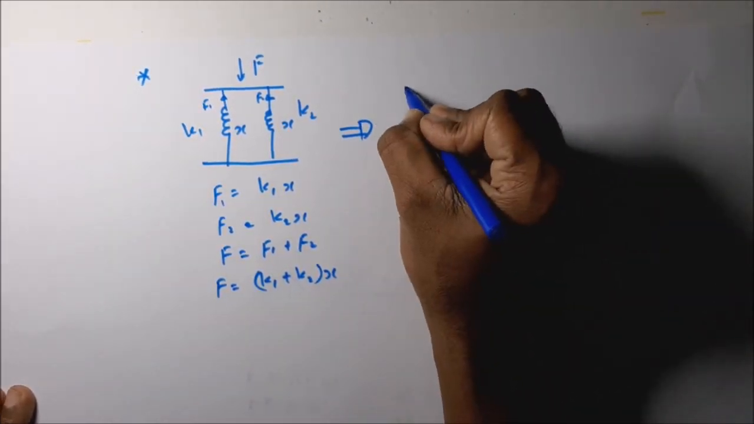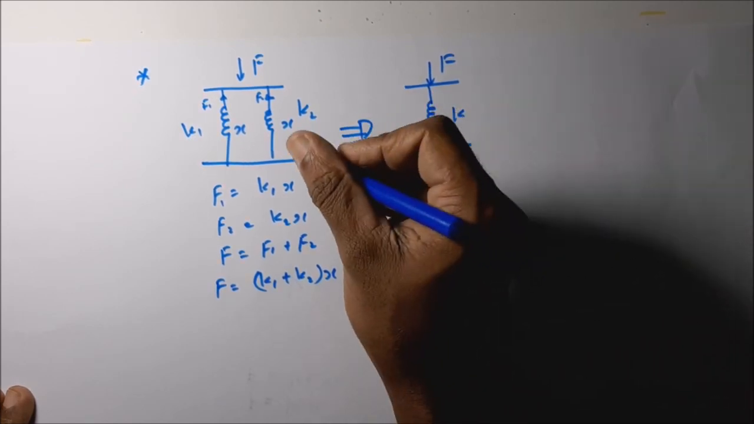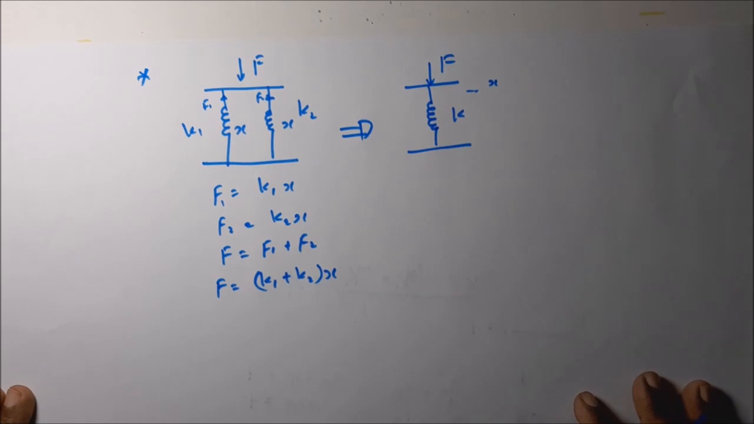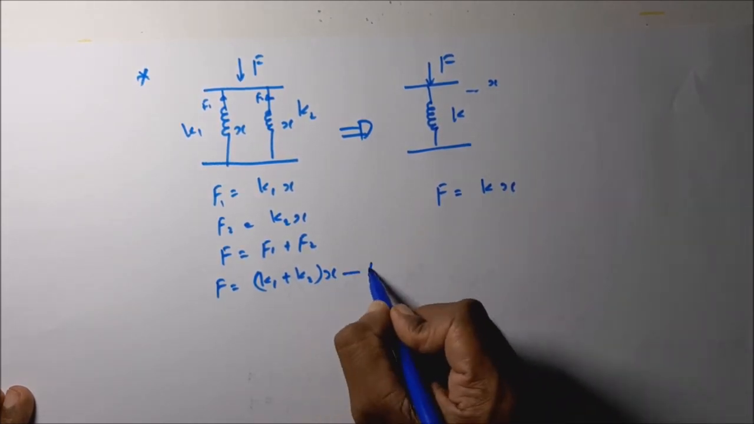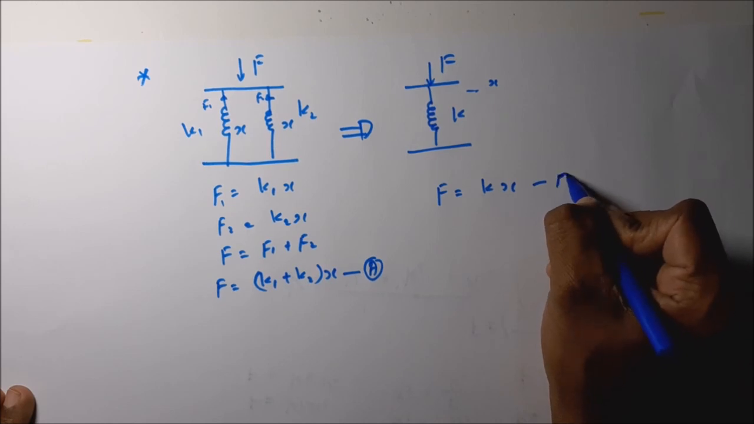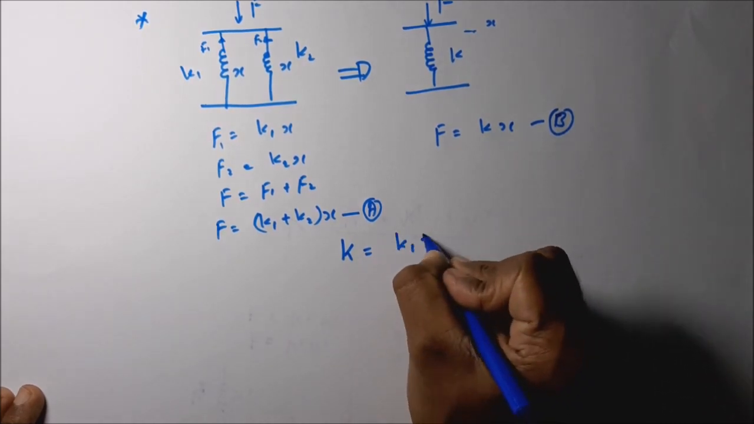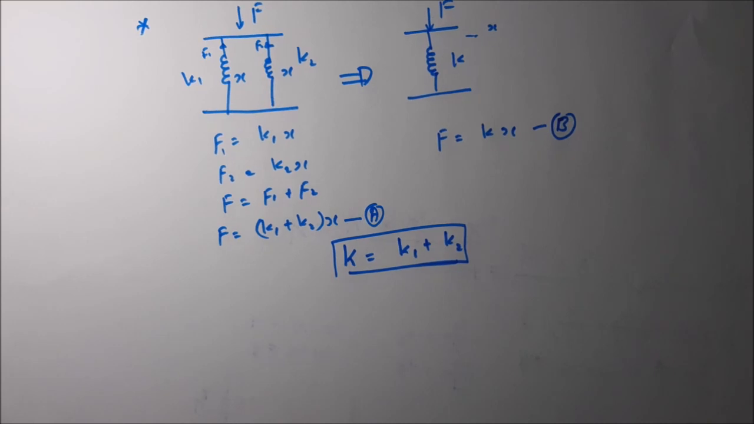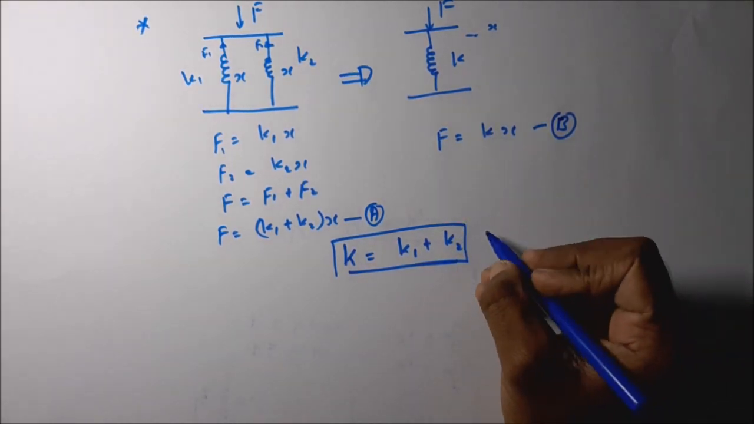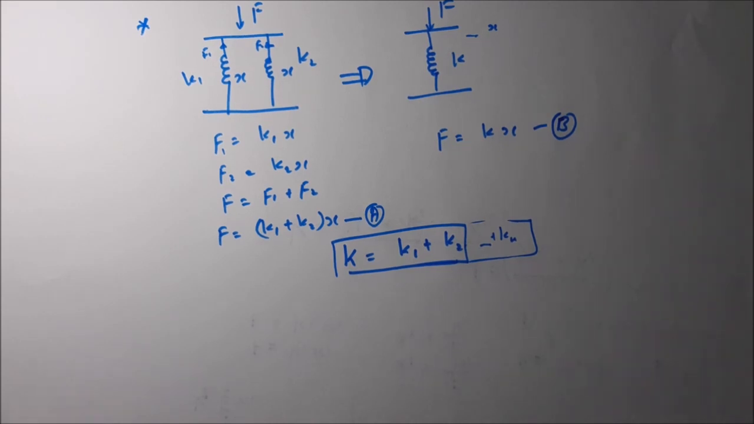If the equivalent system is representing the effect of both springs, it should also produce the x displacement in response to force F. So we can write F is equal to K times x. By comparing these two equations, the equivalent spring stiffness K is equal to K1 plus K2. You may keep these two equations in mind. If there are any further K you have to add them like this. When solving free vibration problems, you may remember these things.